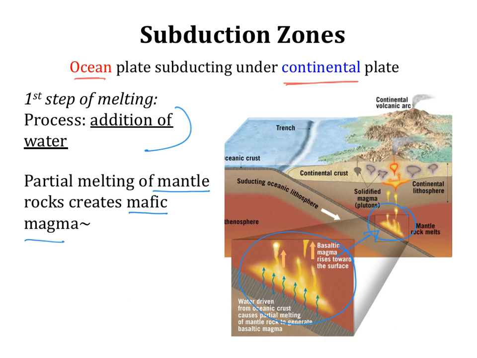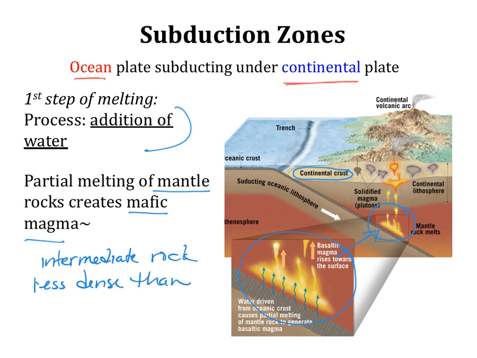The difference between this slide and the last slide is that the crust on top of the mantle right here is no longer oceanic. Instead, it's continental. Continental crust, however, is intermediate in composition. So we have intermediate rock, and it turns out that that's less dense than the mafic magma.